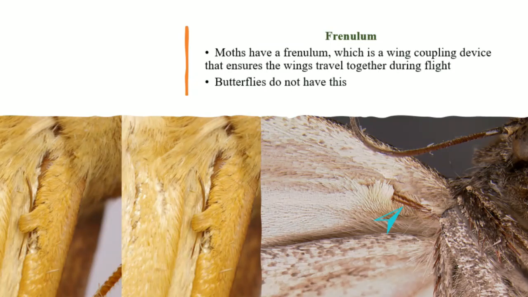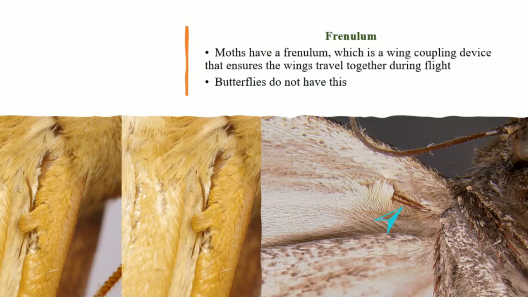So next is frenulum. Frenulum is basically a structure that is involved in the wing coupling mechanism, and frenulum and reticulum are the structures that make up the wing coupling apparatus. Moths have a frenulum that is a straight, thin structure present on the hind wing, and reticulum is present on the forewing. So the coupling of frenulum and reticulum holds both the forewing and hind wing together during flight.